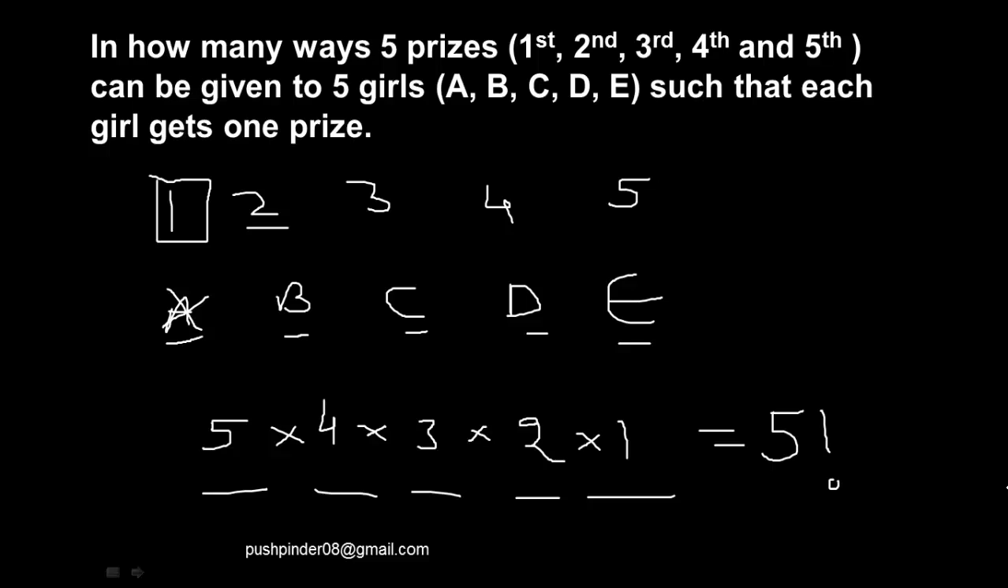I hope you are understanding. I'm trying to build something here. This is a very simple question: 5 prizes to be distributed among 5 students. The first prize can be given to any of the 5 girls, the second prize to any of the 4 remaining girls, the third prize to any of 3 girls, and so on.